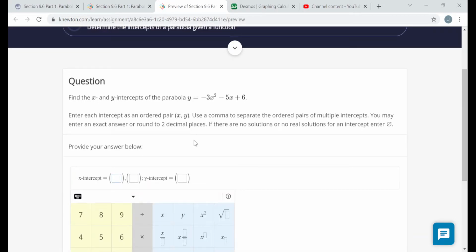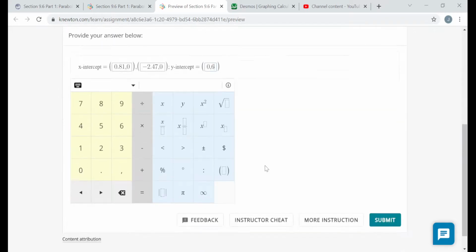Now one of them was at, I'm going to do the 2 decimal places thing, so it takes less typing. 0.81, 0. Right. Then the other x-intercept was at negative 2.47, 0. Right. And the y-intercept was the ordered pair 0, 6. Right. We were asked to enter ordered pairs. Make sure you don't forget the commas.